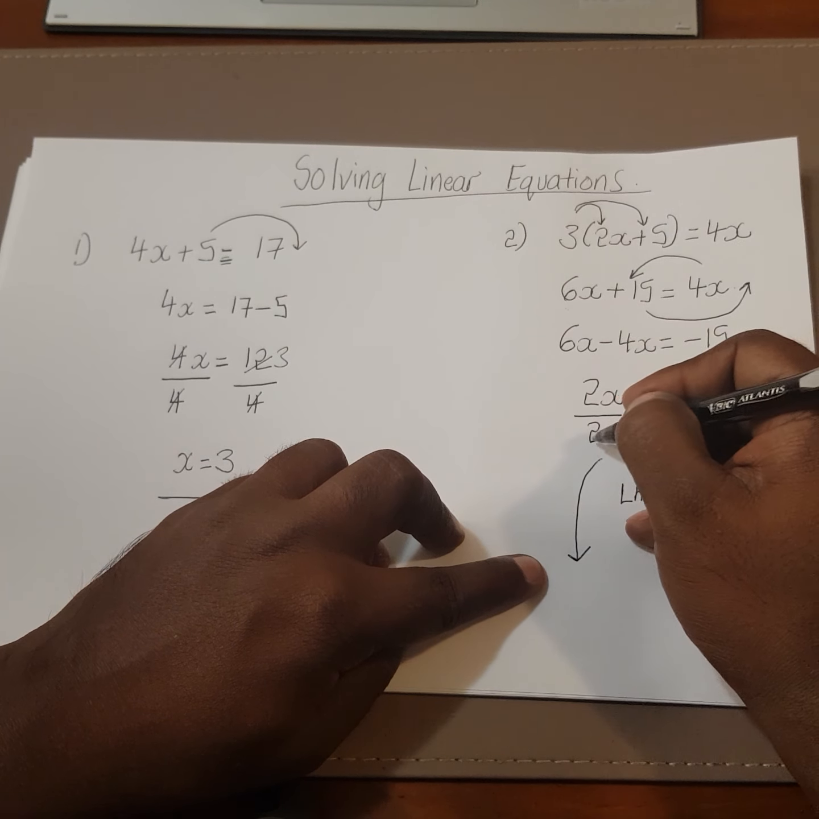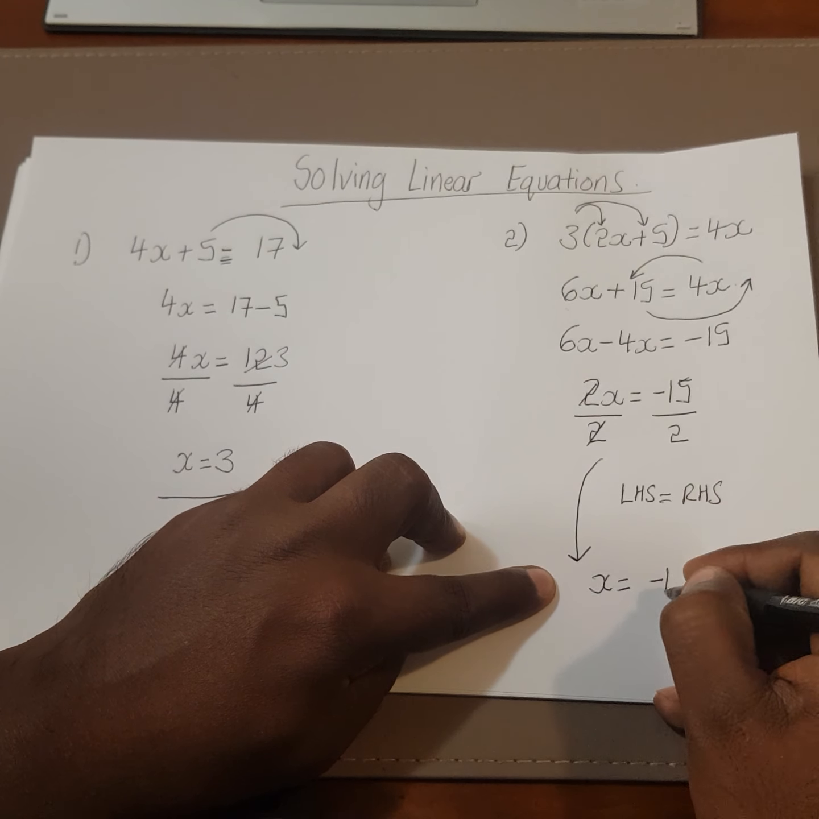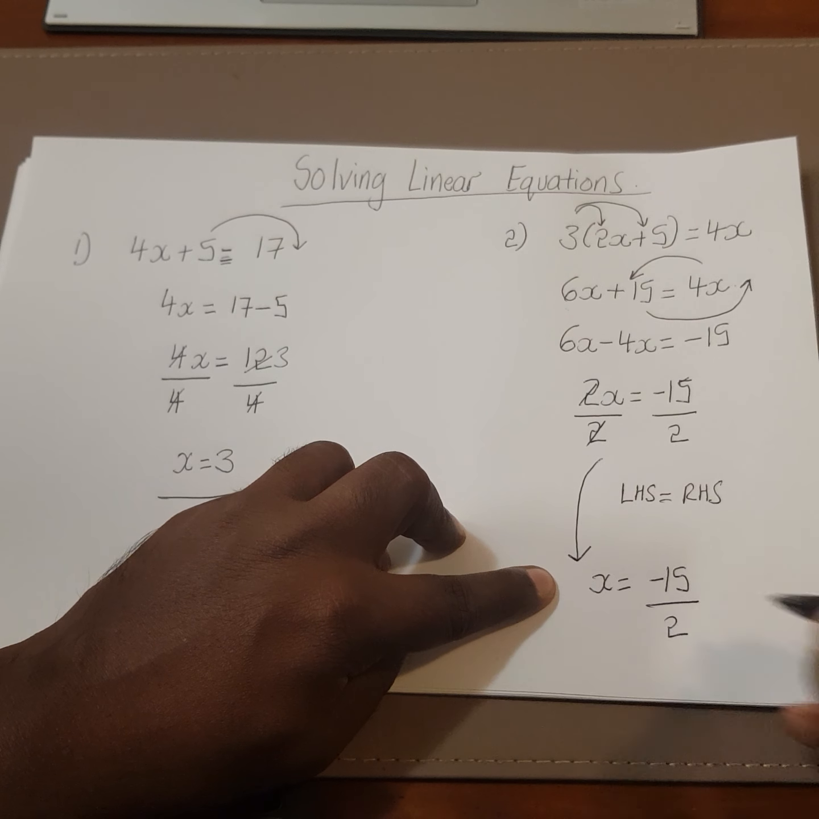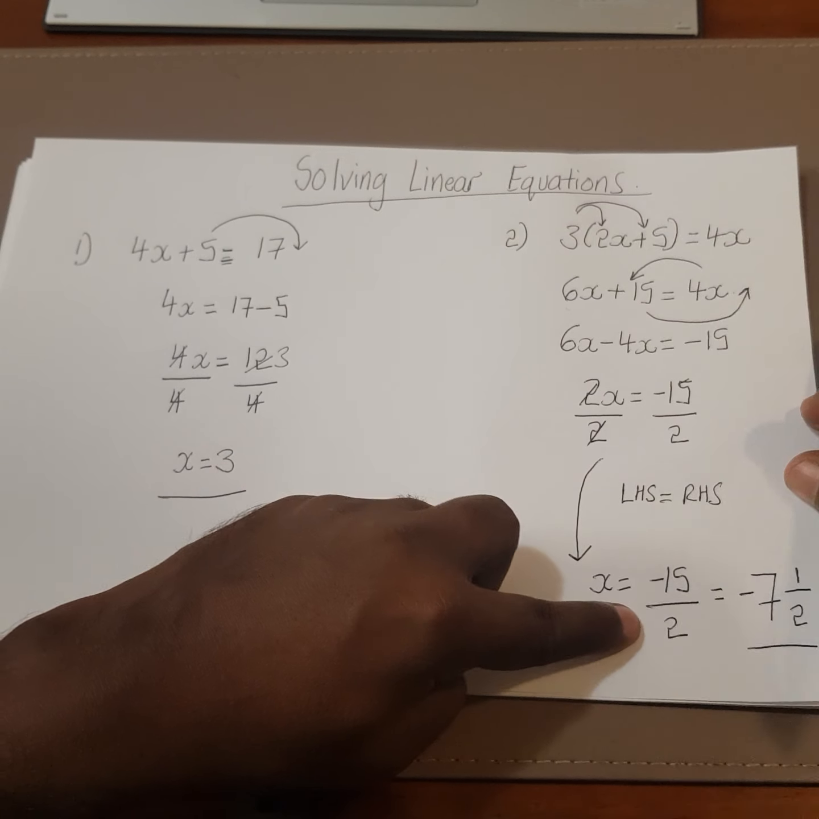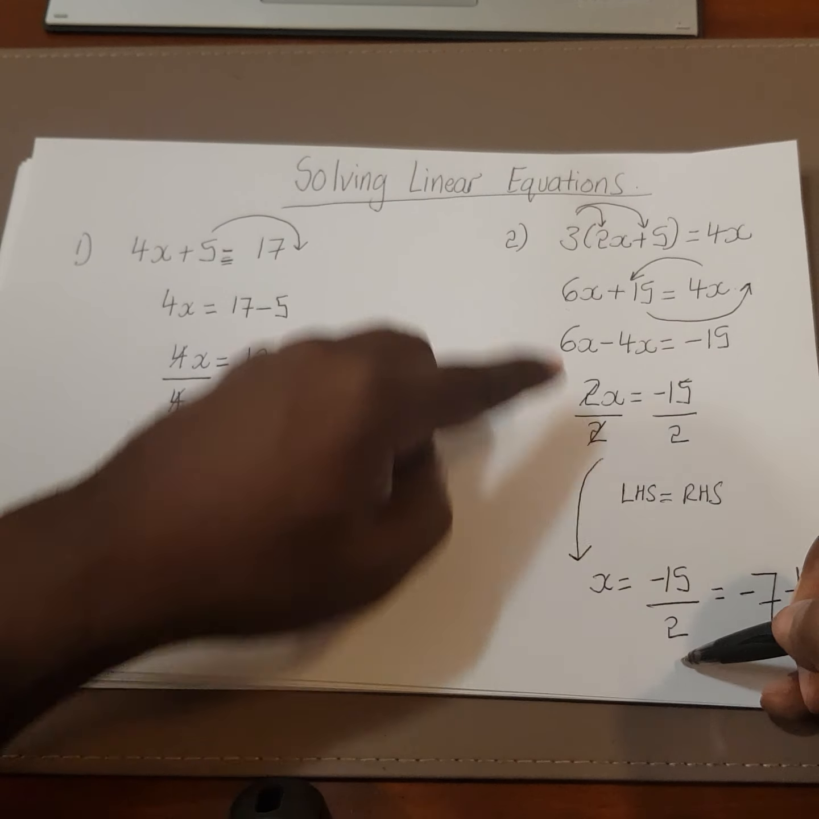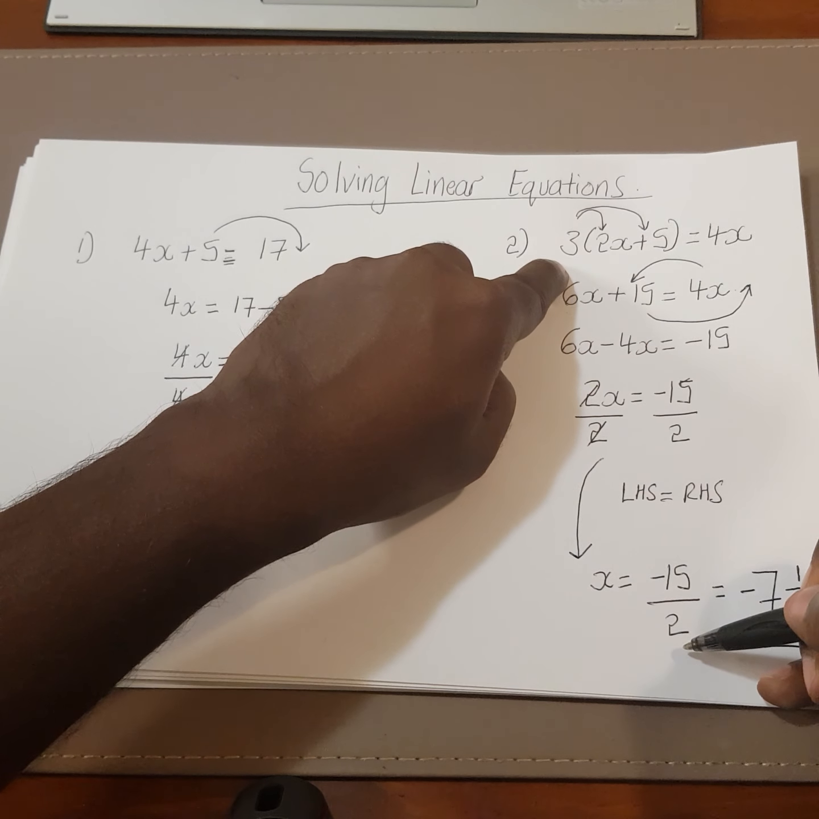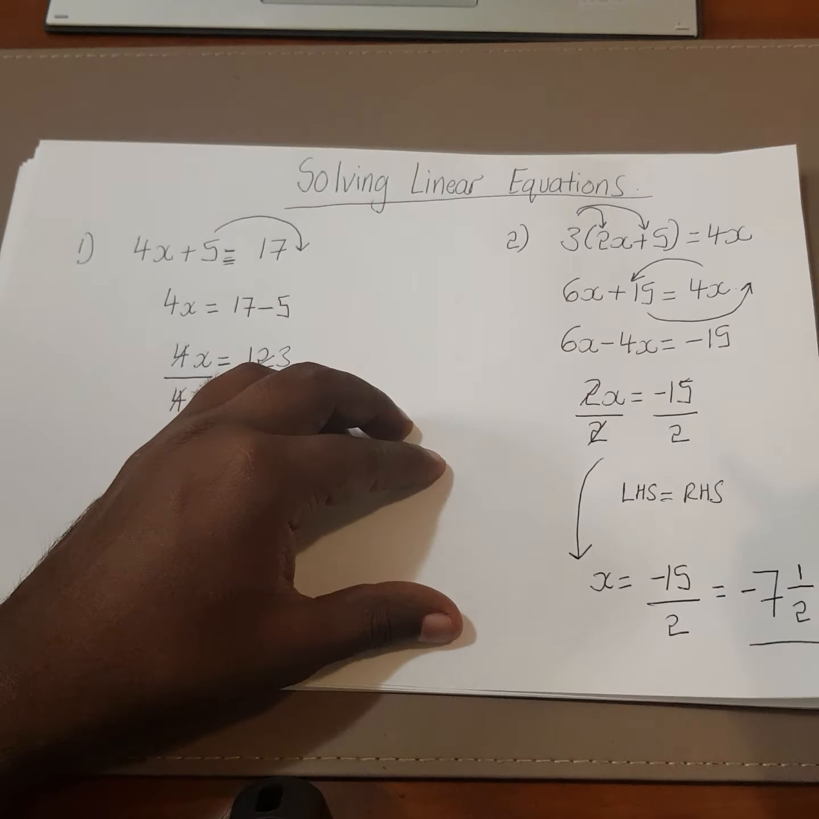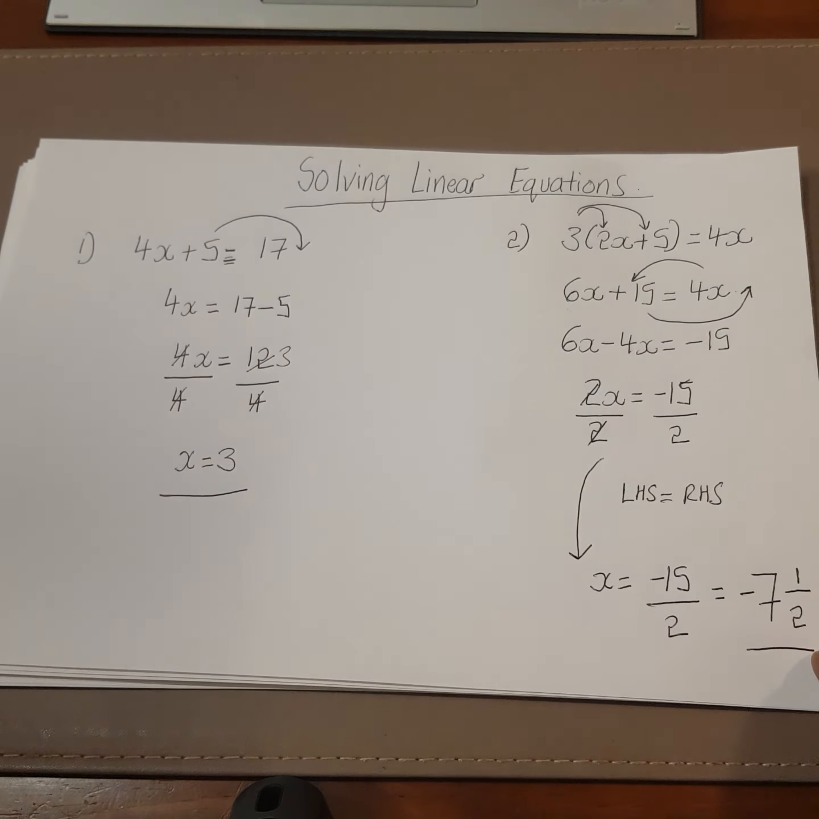All right, so what happens? The 2 and 2 cancel out, so that's an x, and negative 15 over 2. You can leave it either like this as an improper fraction or as a mixed fraction, negative 7 and 1 over 2. So what that means is when I put negative 15 over 2 in place of x, and I multiply it by 2 and add 5 and multiply by 3, that should be the same as the value I get when I multiply 4 times negative 15 over 2. That's exactly what equations tell us.